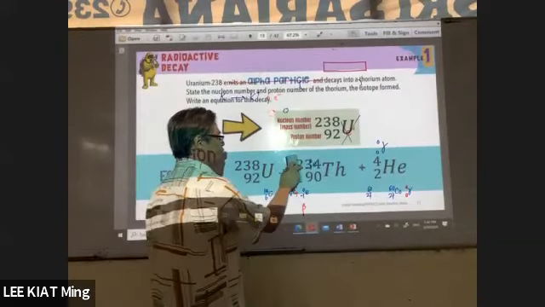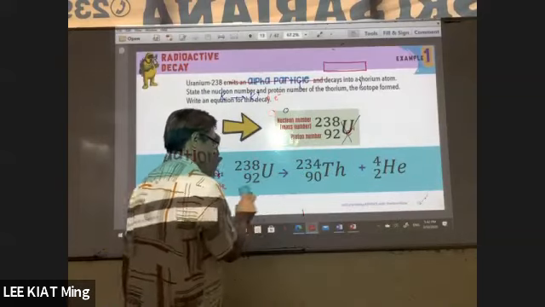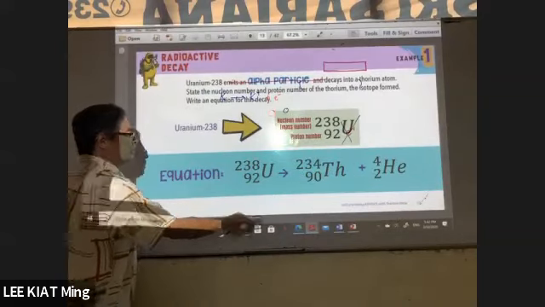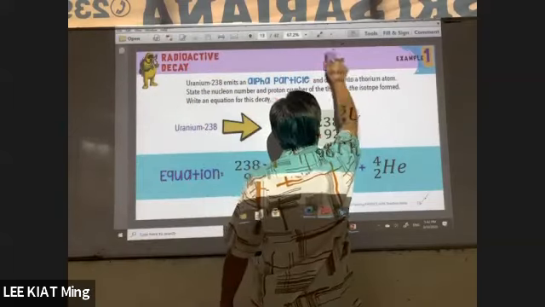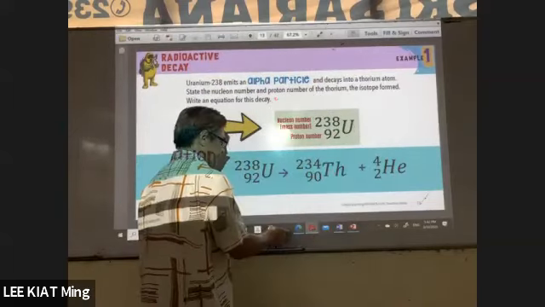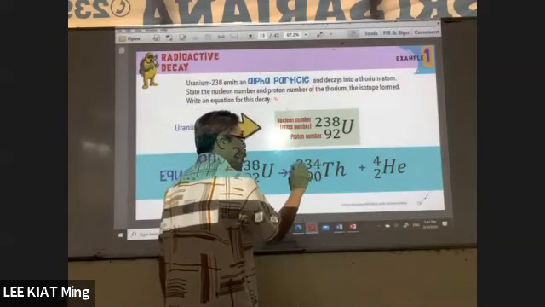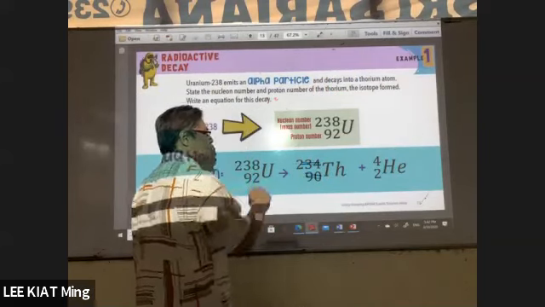So this is an example of radioactive decay, now we look at some other example. How do they test you? They want you to do balancing. This number they won't put. They want you to write a number.